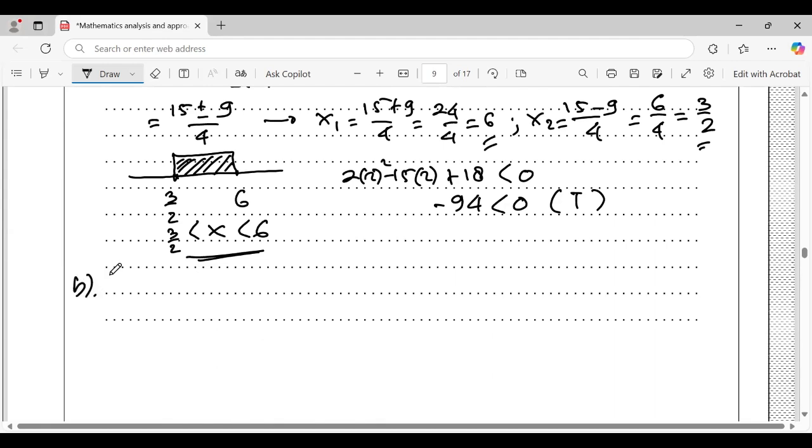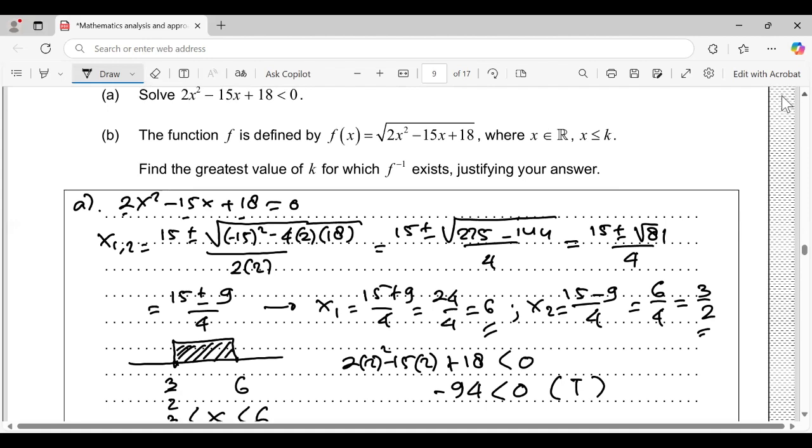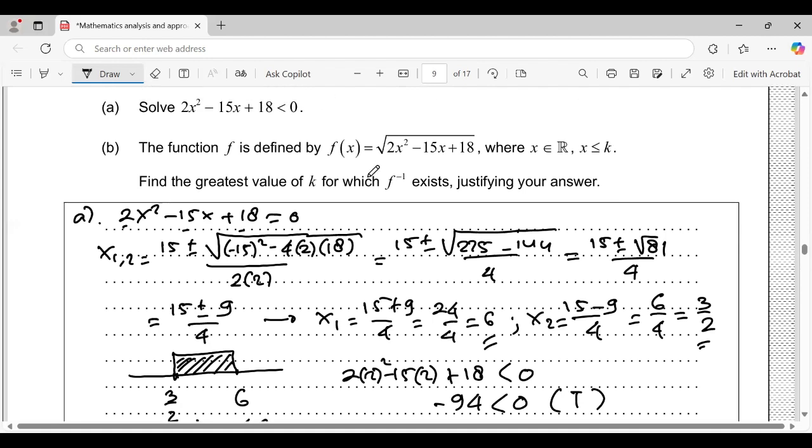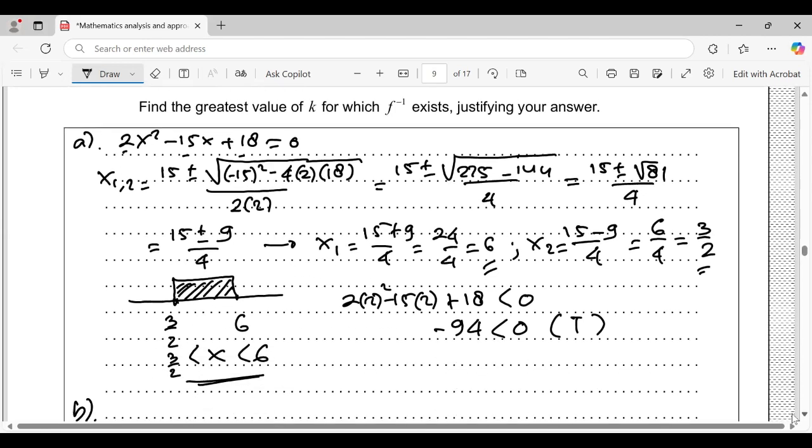Question B. The function f is defined by f(x) equals the square root of 2x squared minus 15x plus 18, where x is a real number and x is less than or equal to k. Find the greatest value of k for which the inverse of this function exists, justifying your answer.